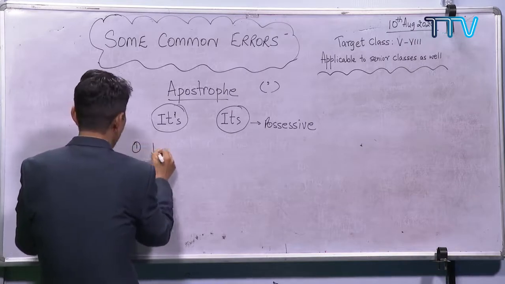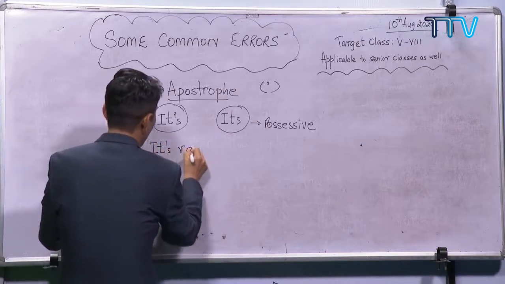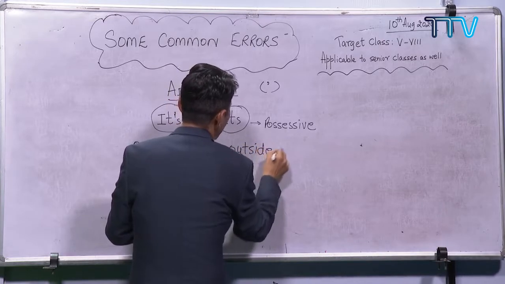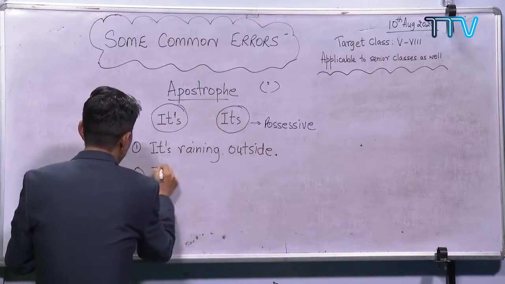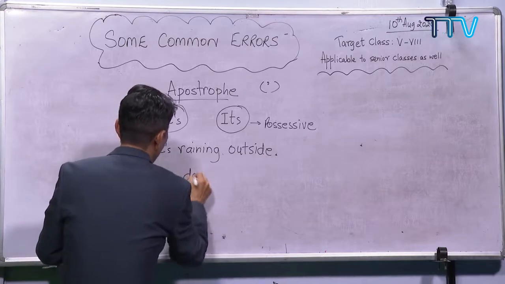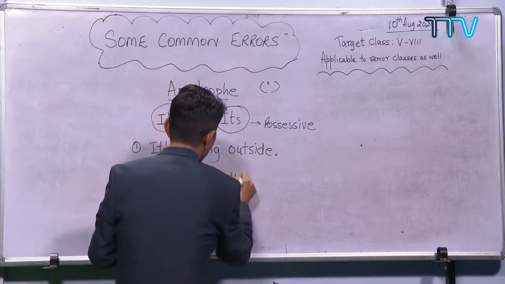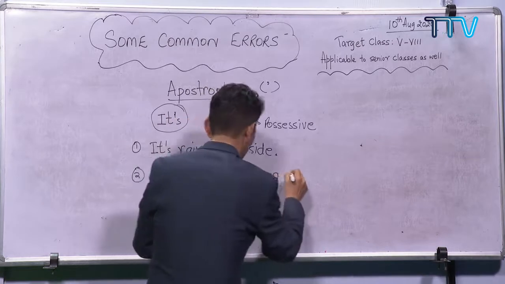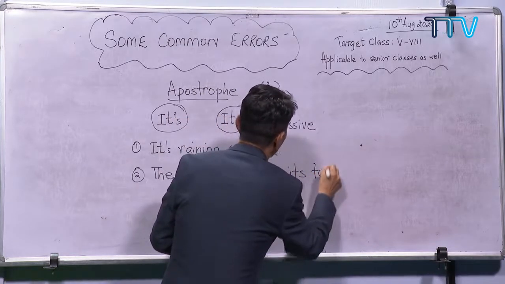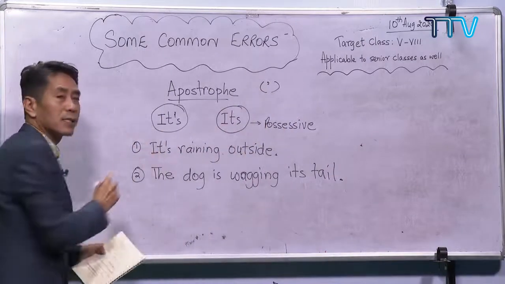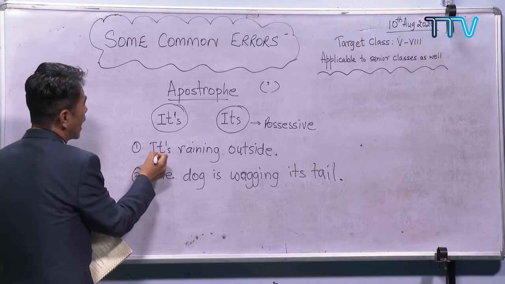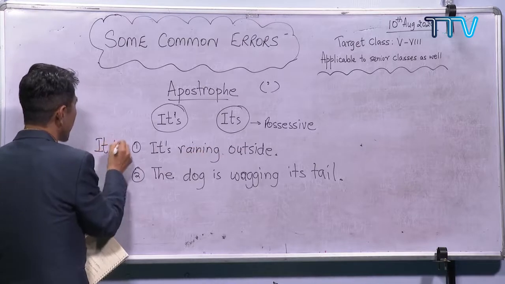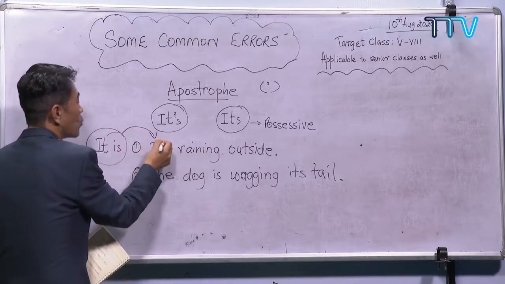The first one is, it's raining outside. And the second one is, the dog is wagging its tail. Now, if you look at these two sentences, you will get the meaning. It is raining outside. So this is the contraction of it is, where you have to use the apostrophe.